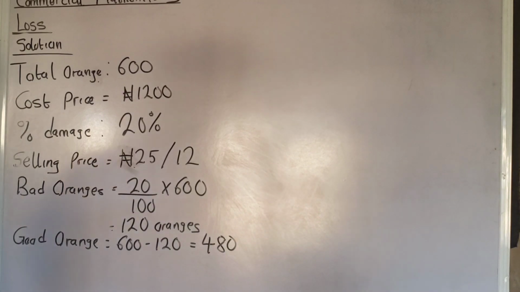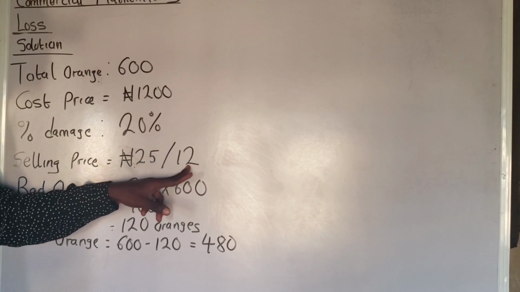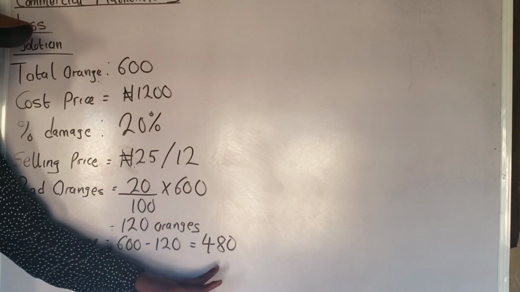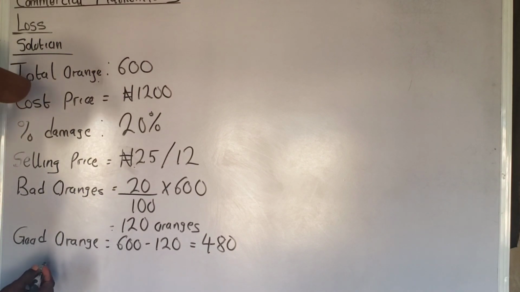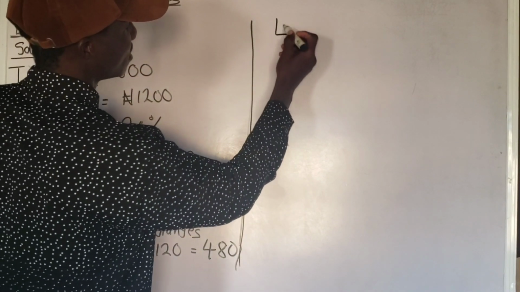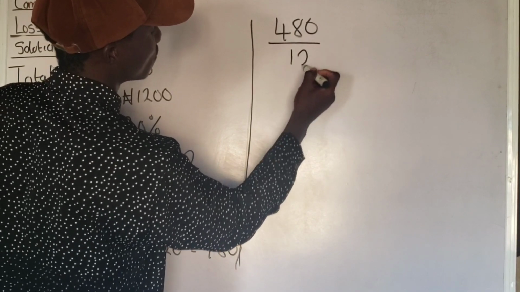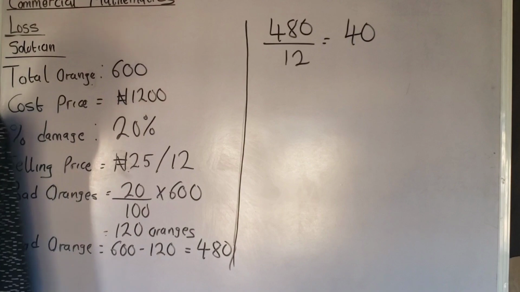You know that the question says that the seller sold out the mangoes at 25 naira per 12. That is 25 naira per 12 mangoes. Now, I want to get how many 12 I will see in 480 mangoes. That means I'm going to divide 480 by 12. 480 divided by 12 will be 40.